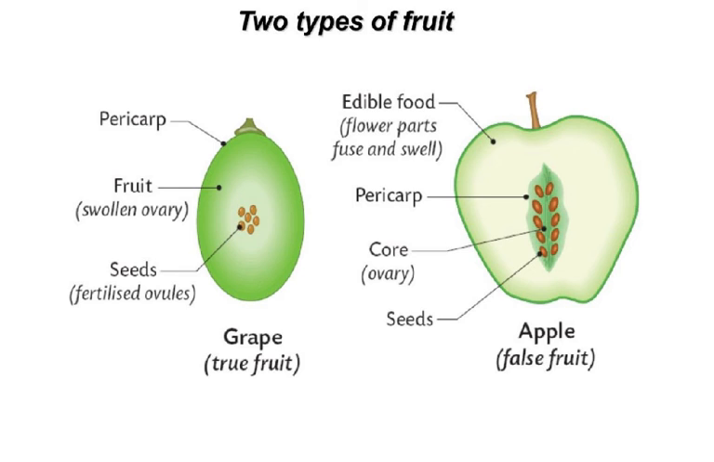Of course, it's not in your syllabus, but it's nice to know all this. So the fruit, which is a swollen ovary, the seeds, which are the fertilized ovules, then the core ovary and the seeds inside, and of course we can see the pericarp and the edible food, which is the flower parts fuse and swell up, and that is the edible part.